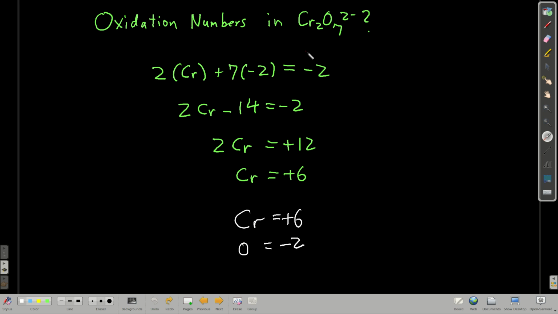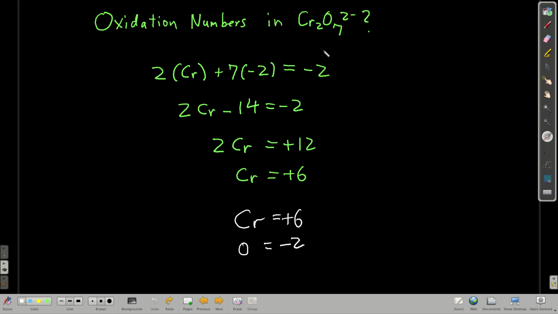So let's say we needed to calculate the oxidation numbers in the dichromate ion. The way you do this is it's always going to be the case that either there's a rule for all of the elements except for one. If that's the case, then what you do is you write in the oxidation numbers for the ones that you know and leave the one that you don't know as an unknown. So here, chromium in dichromate is unknown.